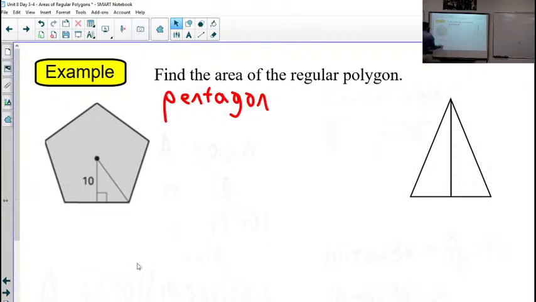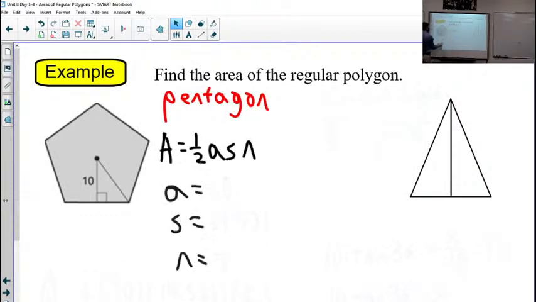Here's an example of what a fancy problem will look like. This is a pentagon, and so we would have our 1/2 ASN. This is our apothem, the height of the triangle. There are 5 sides in the pentagon. And then, we don't know what the side length is.